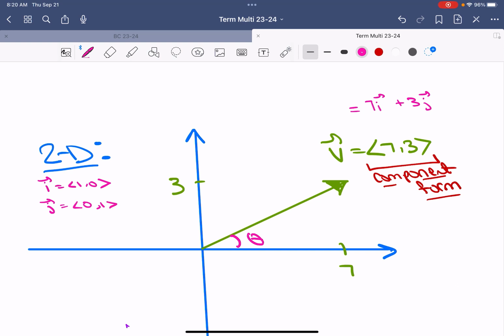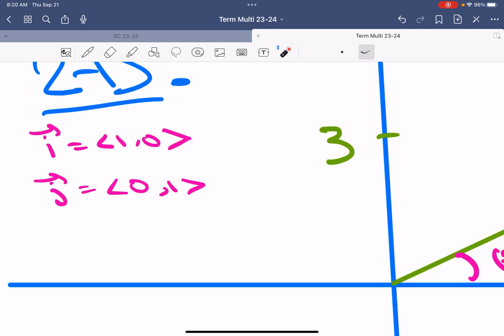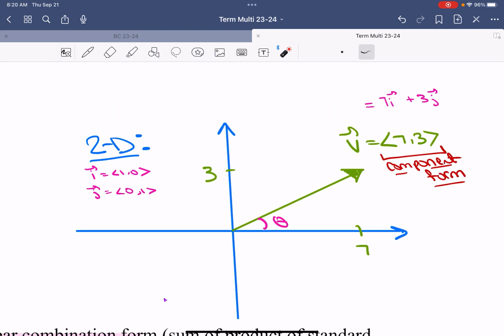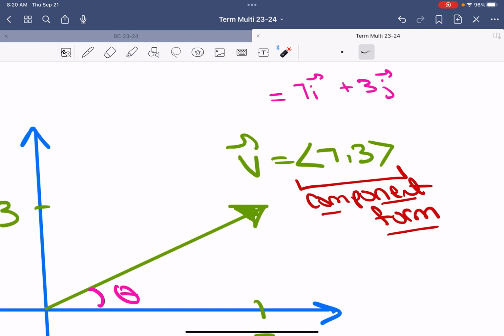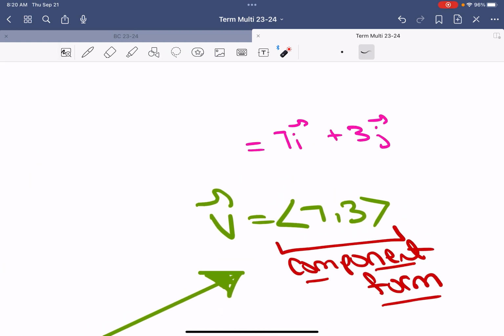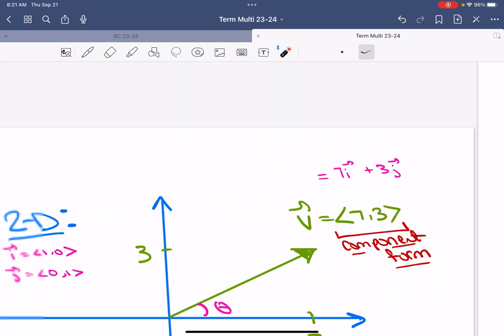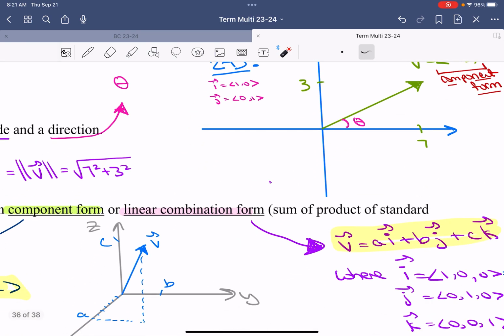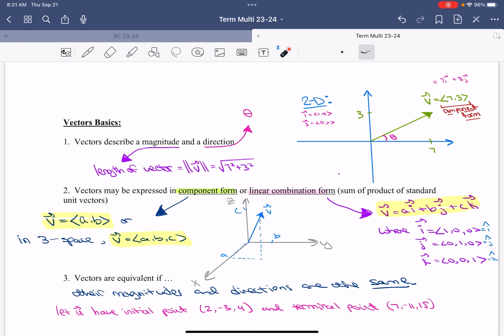I just noticed myself using the word component. In component form, when we talk about the components of a vector, this is the x component, this is the y component. Even when you have a vector in linear combination form, you can still be referring to the x component of the vector and the y component of the vector. So I just wanted to make sure that I clarified that vocabulary word, okay?